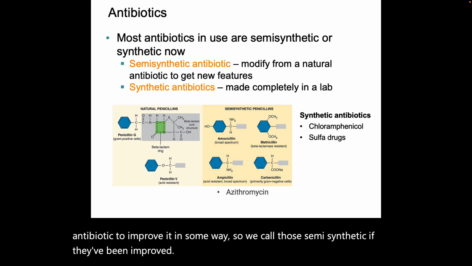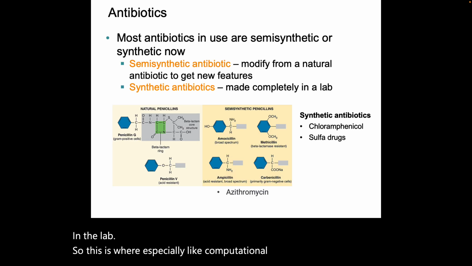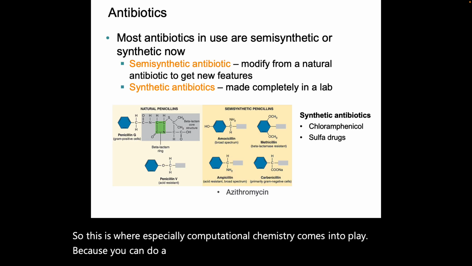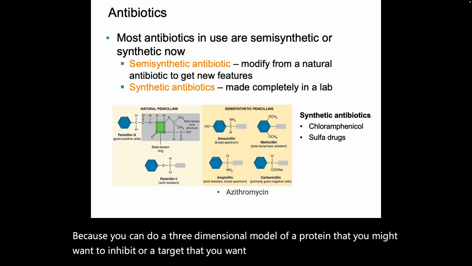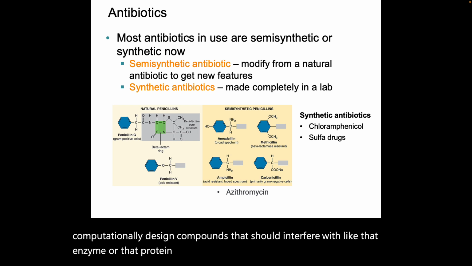And then synthetic antibiotics are made completely in the lab. This is where computational chemistry especially comes into play, because you can do a three-dimensional model of a protein that you might want to inhibit, or a target that you want to inhibit, and you can computationally design compounds that should interfere with that enzyme or that protein, and you can synthesize them in a lab.